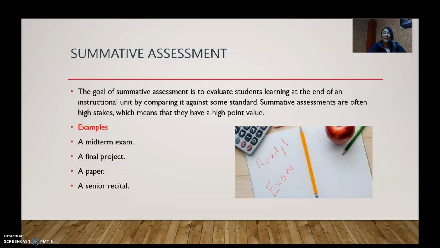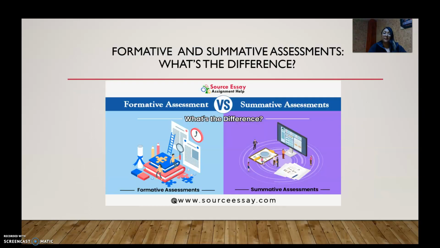Here we have some examples of summative assessment. When they make a midterm exam or a final exam, when they present a final project, when they make a paper, when they present a senior recital.